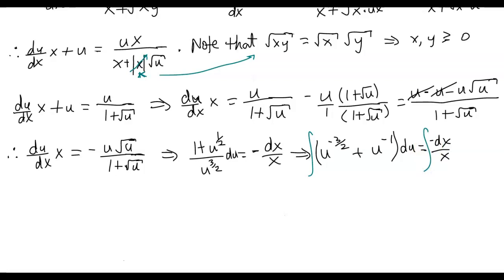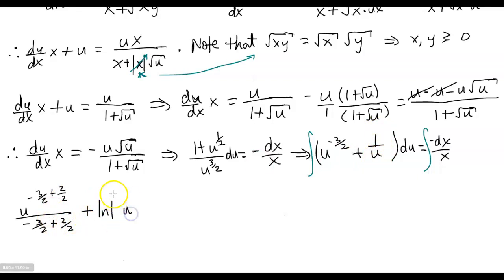And so now we'll go ahead and take it on home. So here on the left side, we'll end up getting u raised to the 3/2 plus 2/2 over the same. u raised to the 1 is the same as 1 over u, so I'm going to go ahead and rewrite it that way. And of course, the antiderivative of 1 over u du is just natural log of absolute value of u. And of course, on the right-hand side, this will be negative natural log of absolute value of x plus some constant.